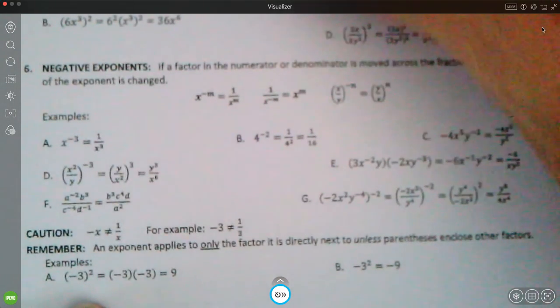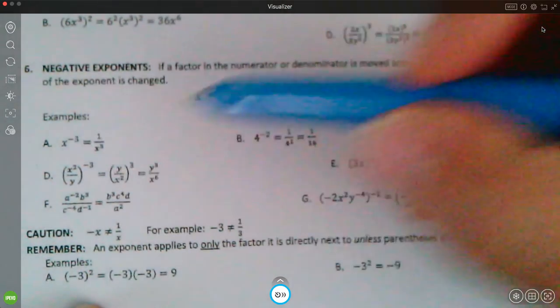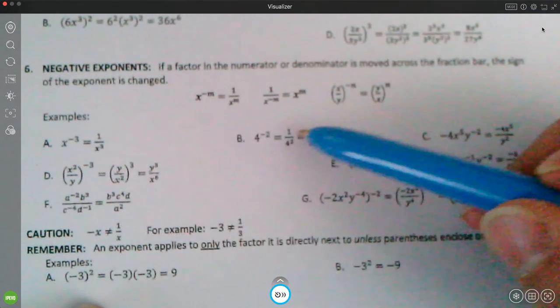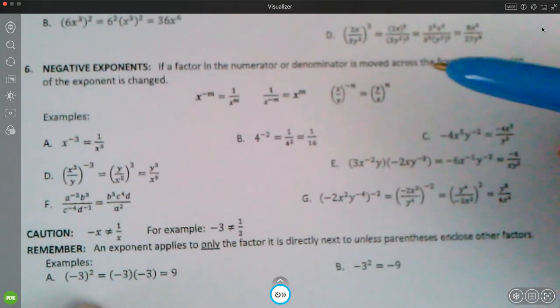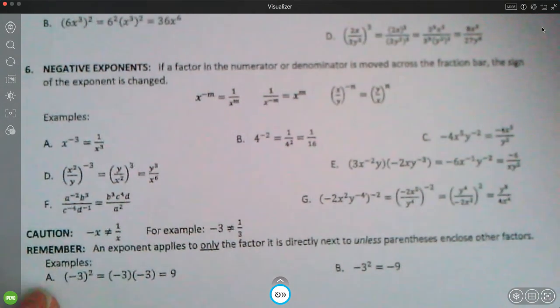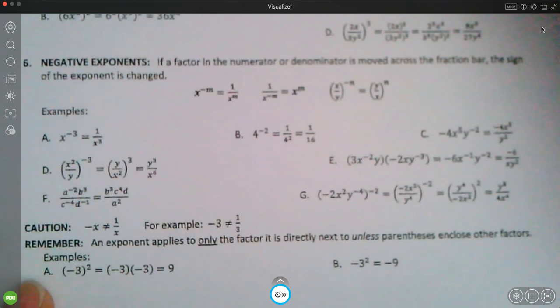And then negative exponents, check this out, these are really good examples of all of it. So like you're left with 4 to the negative 2, cross the line, change the sign. And then it just goes on from there and there and there.